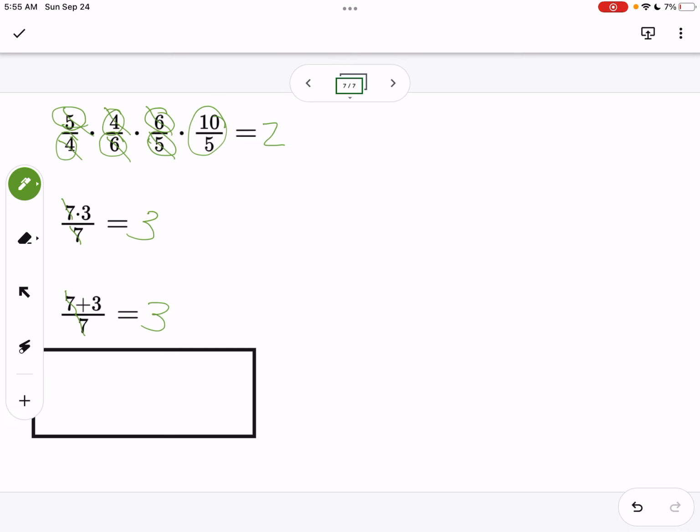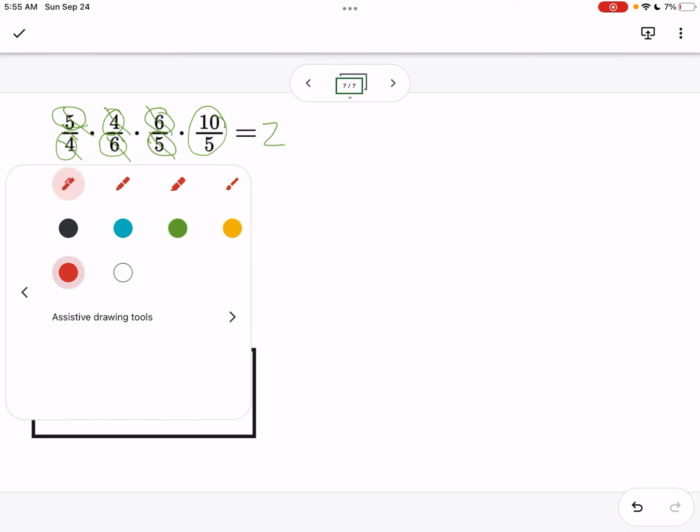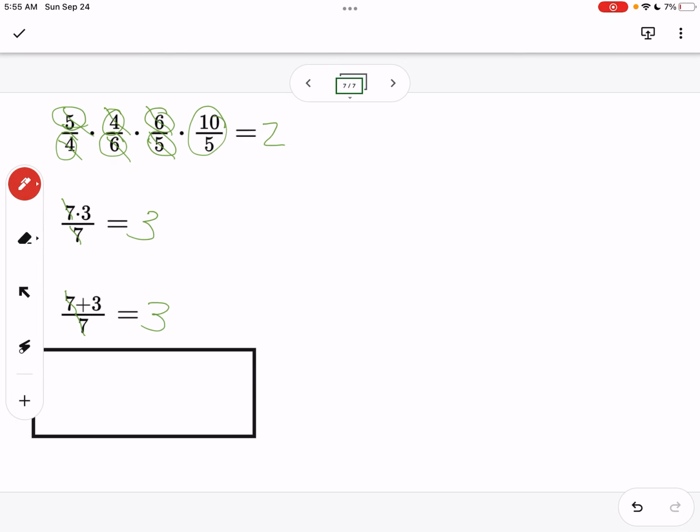No, this is not what we do. This is wrong. We can only cancel like this when we are multiplying. So up here we have 7 times 3. If I take 3, multiply by 7, and then divide by 7, we get back to 3. But here I am adding and then dividing. This is equal to 10 over 7.